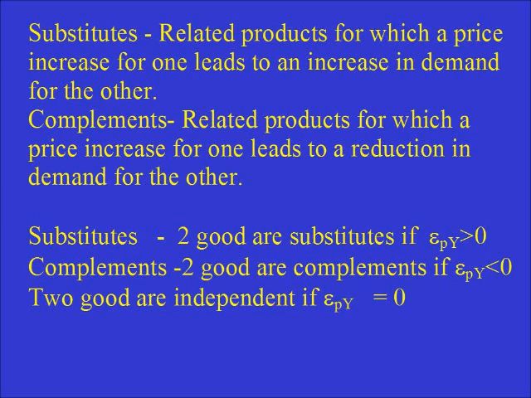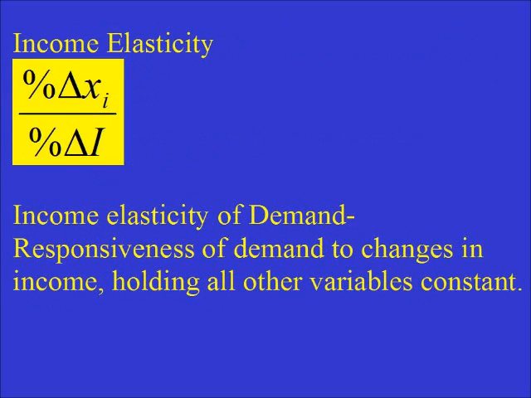Now, when we talk about the cross-price elasticity of demand, the measurements are going to have different signs depending on whether the products are complements or substitutes. If two goods are substitutes, then the cross-price elasticity of demand will be positive. If they're complements, they'll be negative. Now, if the two goods are independent, neither substitutes nor complements, then of course the cross-price elasticity of demand will be zero.